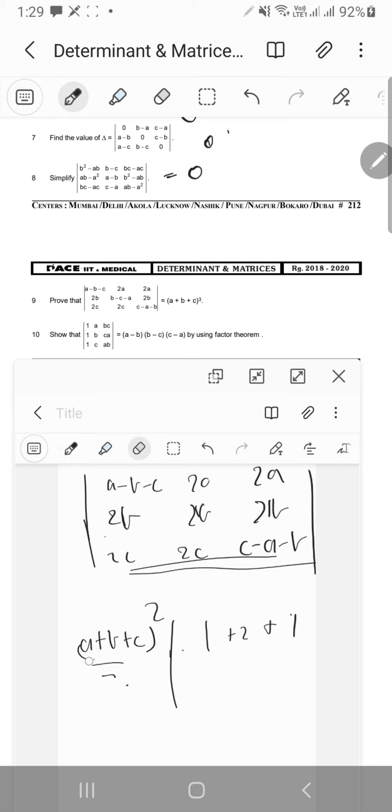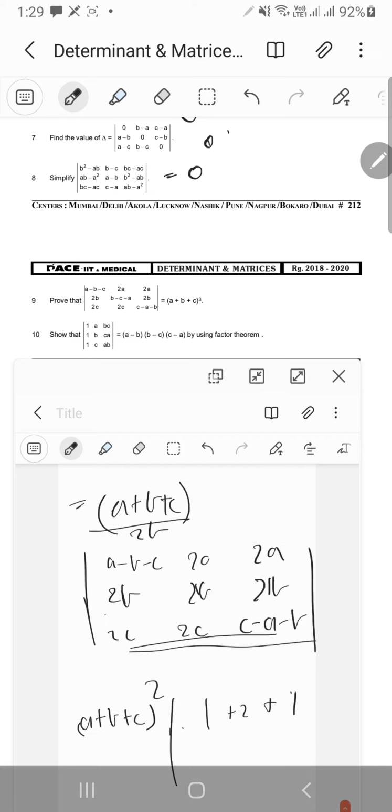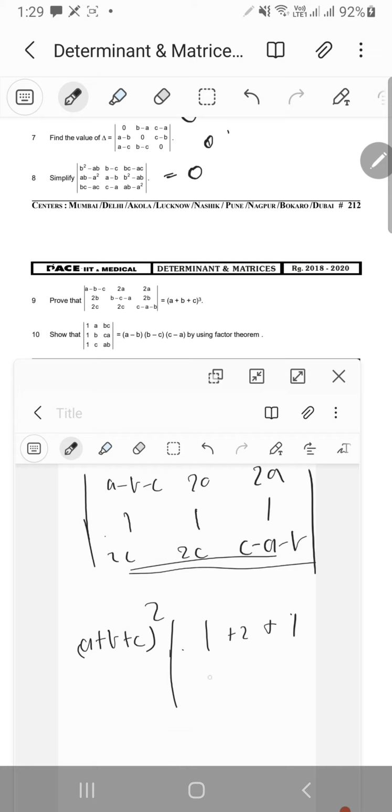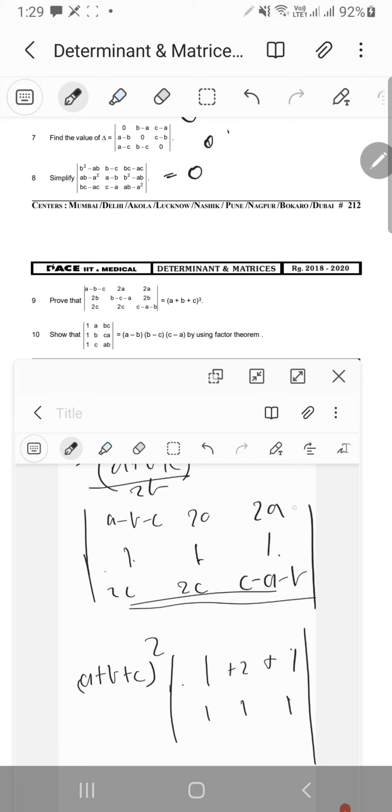Why did it even do this 2b thing? We could have just multiplied. Yeah, so we can always add multiples of rows to that, right? So once you got this 1 1 1 thing, you could have just done this. Cool. And then similarly, let's say multiply this complete thing by 2a and then add row 1 and row 2 to row 3.